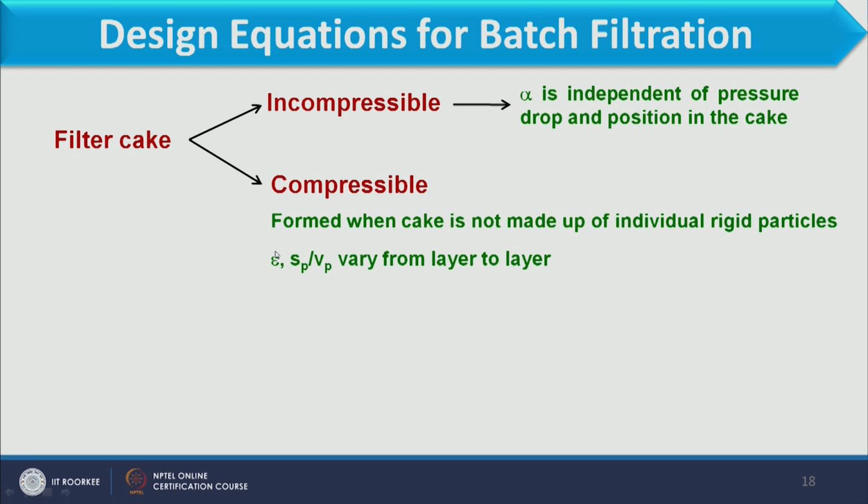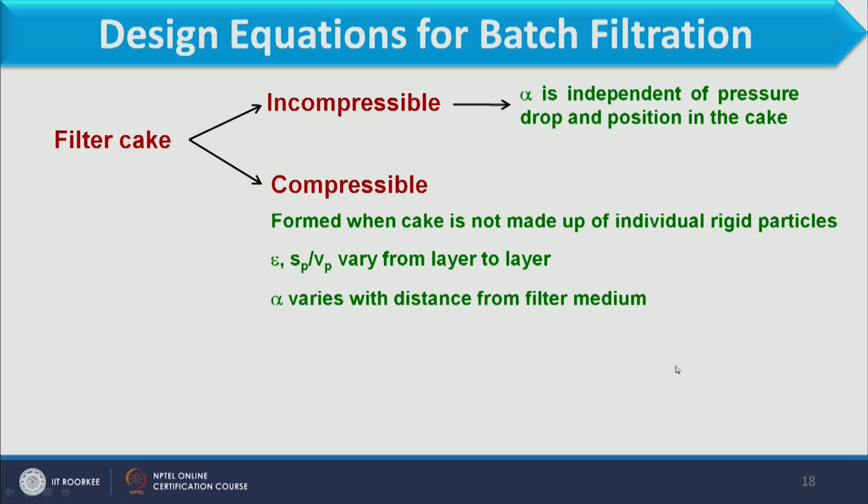to layer. Epsilon, you understand, is voidage, because when compressibility is considered, the bed near the filter media has lesser voidage in comparison to the voidage available near the slurry. So epsilon as well as Sp by Vp, that is the specific surface area of the particle, will vary from layer to layer. Epsilon varies with distance from the filter media. So here we have the resistance, and that is the specific cake resistance.